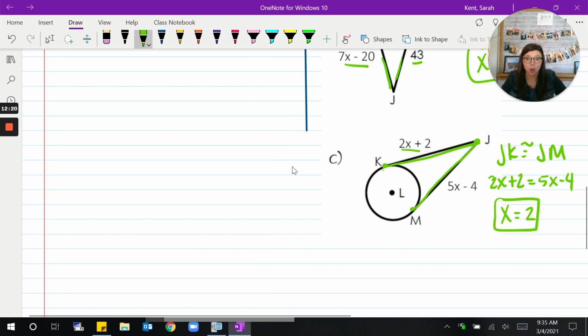All right, so we're either going to use the two pieces are equal or Pythagorean Theorem to solve for the missing value.